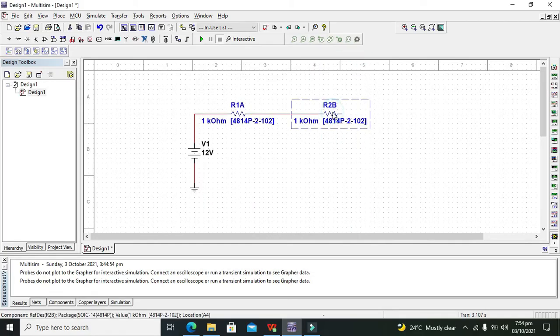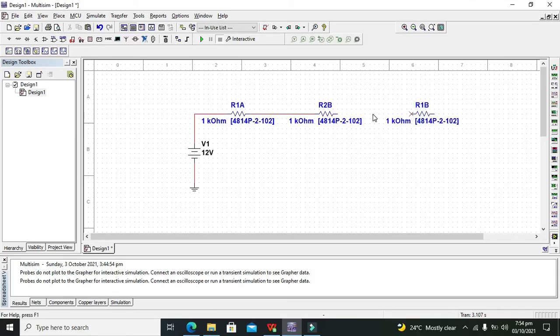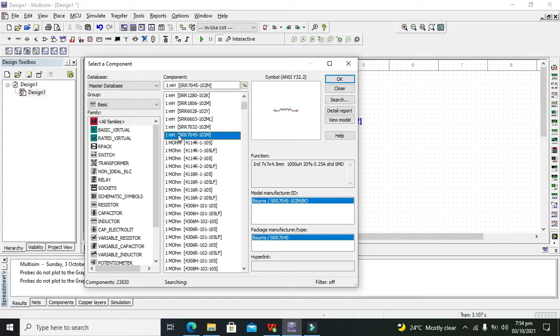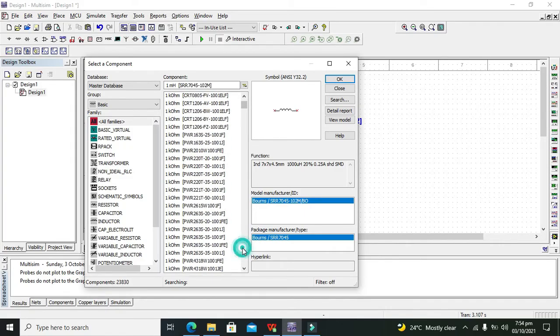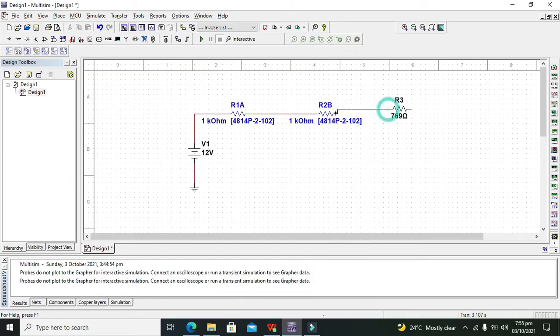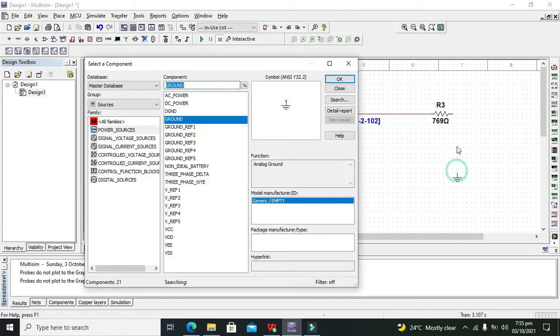Okay, and we also need to connect the third resistor as well. Now we will connect all these resistors. We will take one new resistor, which is 1 kilo ohm or any other; we can even change the value of this resistor. Okay, now resistors, and we will take 769 ohm. Okay, now we have connected all these three resistors with one another. Now we will take our ground and we need to connect it with the other end. Now our circuit is completed.